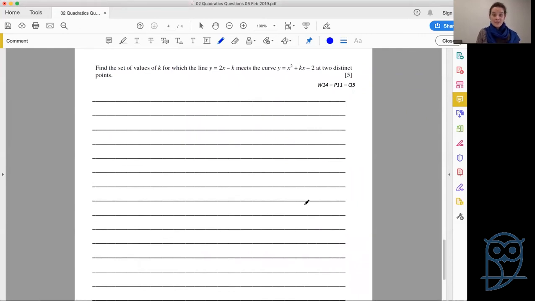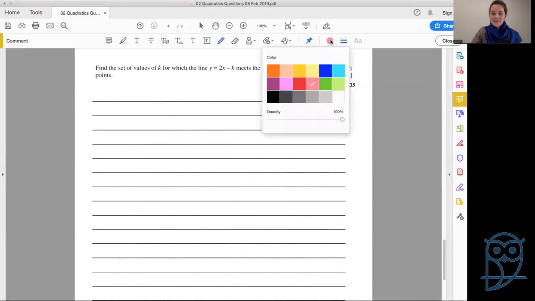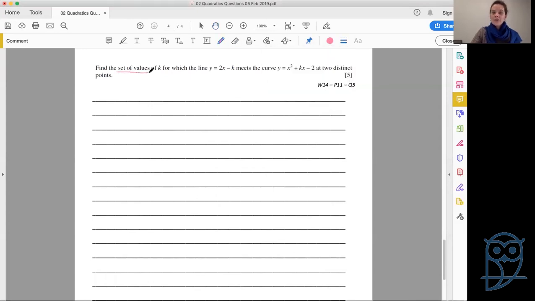Our last question for today is quite a similar one, but we're leading on to now building in another element that we looked at earlier. So we have: find a set of values of k. This now should be triggering some kind of inequality, for which the line meets the curve. This now is going to trigger some sort of simultaneous equations.